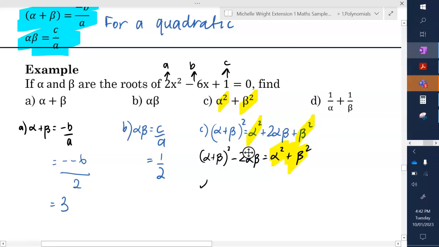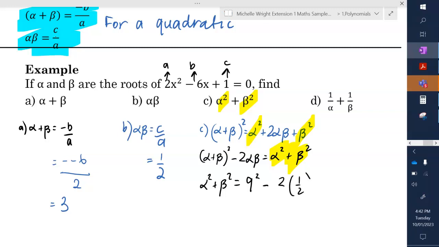So our solution then is that alpha squared plus beta squared is going to be equal to alpha plus beta all squared. Alpha plus beta is 3, so it's going to be 3 squared, take away 2 lots of alpha beta. Alpha beta is a half, so take away 2 lots of a half. 3 squared is 9. Take away 2 lots of a half is 1. So our answer is 8. A little bit of manipulation, but we got there.